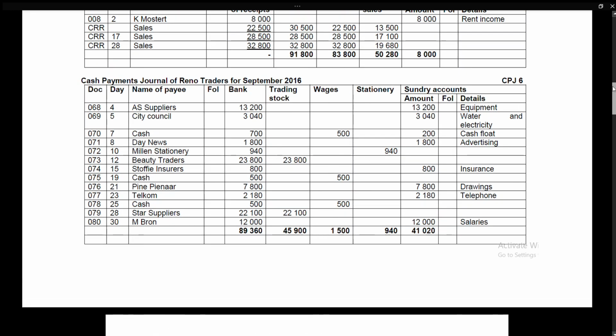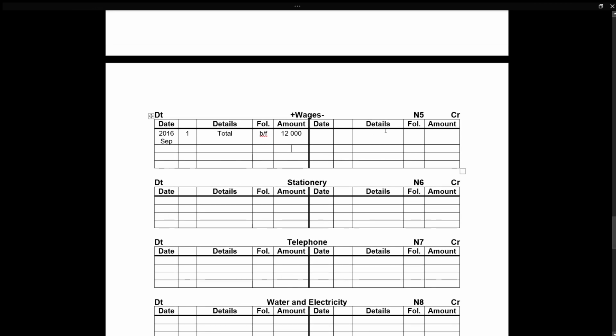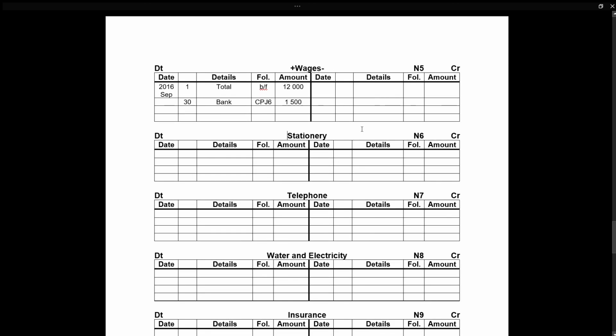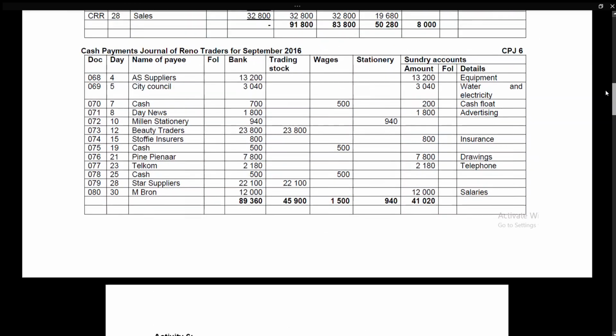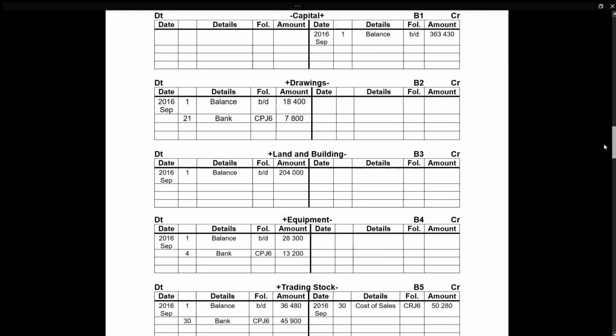Then let's see if we paid more wages. Wages 1,500 Rand. My wages will increase with 1,500 Rand. It's a total of a column, therefore I will use the last day of the month. Value will be CPJ. Details will be bank since I paid cash with cash. Right, wages total of a column, therefore last day of the month. Stationery is also an expense. Remember, you would buy your pen, use it and throw it away when it's empty. Right, so let's have a look at my opening total for stationery. 1,680 Rand.